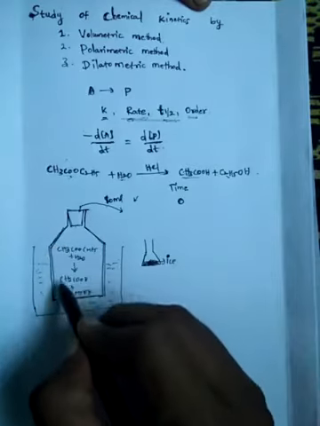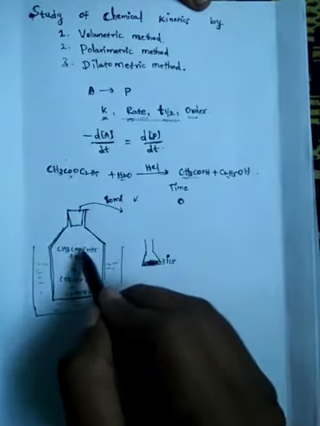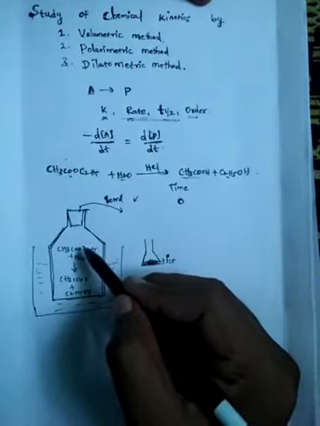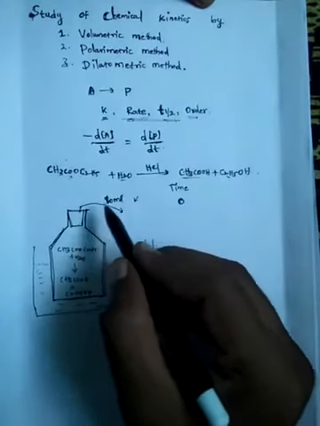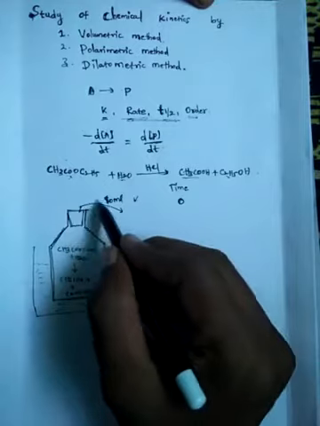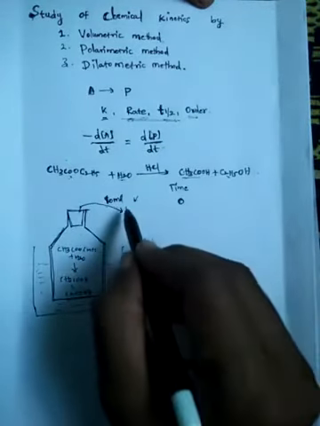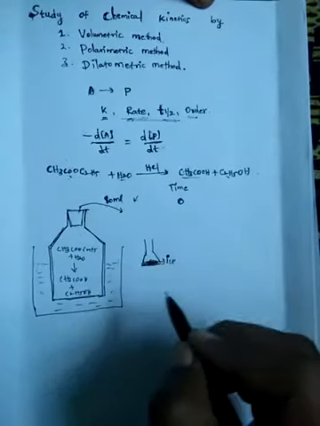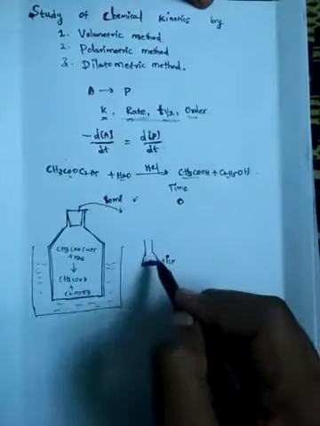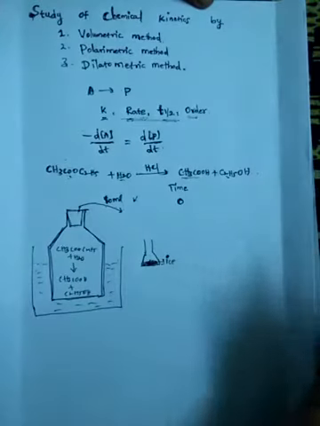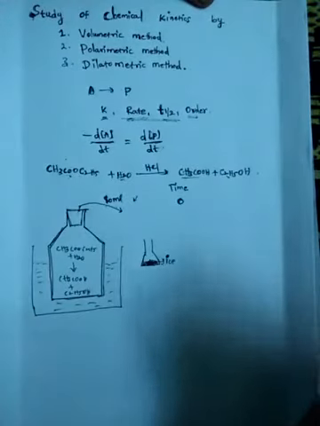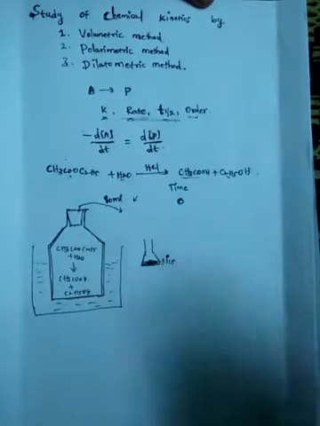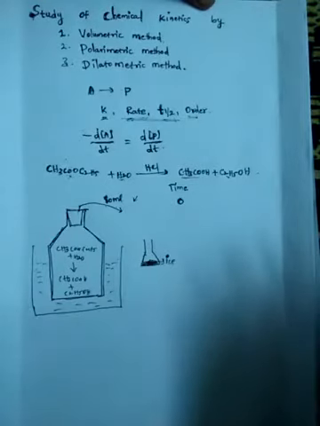But in this reaction bottle, the reaction will proceed. We are not going to disturb it. The reaction will take place, but at various time intervals, I'm going to withdraw about 10 ml of the reaction mixture, and at that time I'm going to stop the reaction using ice. For this reaction I use ice. For other reactions, suitable methods may be used, maybe adding some chemicals, or any other method you can stop the reaction.